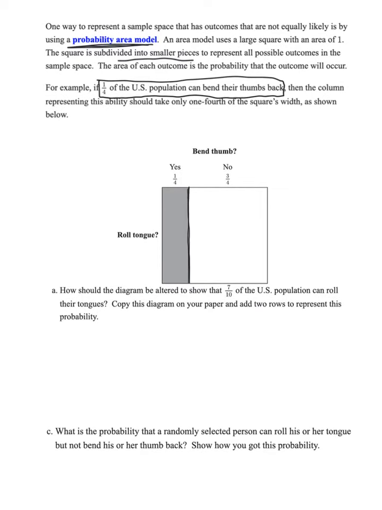How should the diagram be altered to show that 7/10 of the US population can roll their tongues? Well, that means my yes would be about 7/10, and my no then would be the remaining 3/10 of the population. So my line should be closer to here.